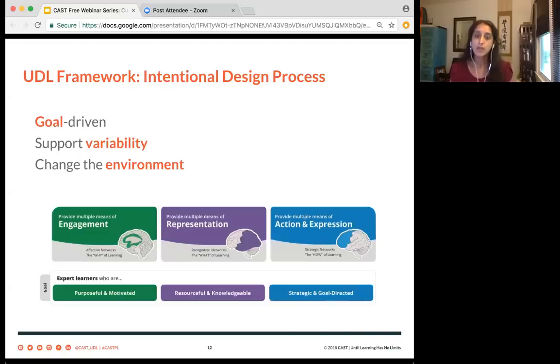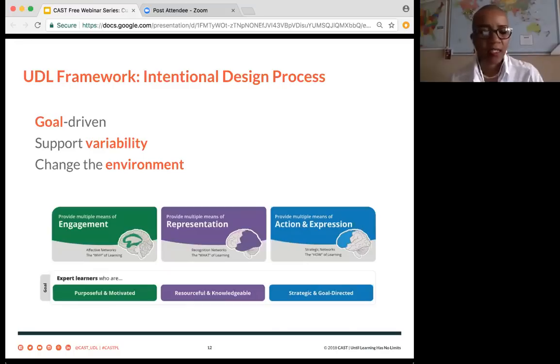You can think about, how can I support them in the collaborative grouping for that kid who's not going to be comfortable with it? Some students need more structure, others don't. So what UDL can do is be a design lens on top of whatever you're already doing to work with your students.